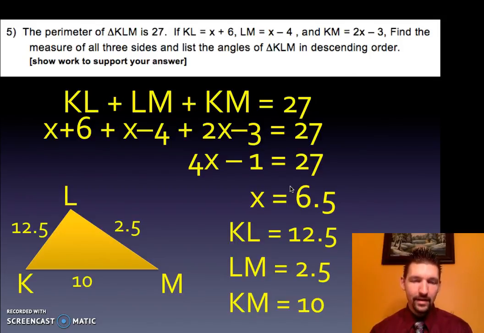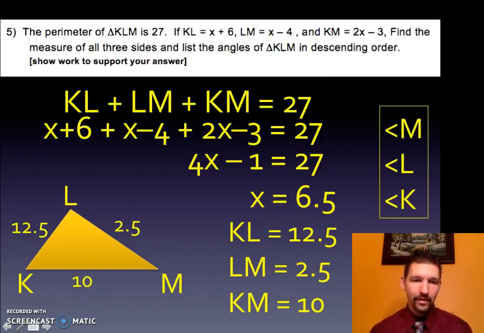So the biggest side here is going to be 12.5. So that is across from angle M. The next biggest side is 10, and that's across from angle L. And the smallest side is 2.5, and that's across from angle K. So going in descending order, we have angle M, angle L, and angle K as the second part of our answer there. And again, if you look at my diagram, it's not really to scale, but this is just more to show you what's across from what, because it's kind of hard to figure that out if you don't have some kind of a diagram here.